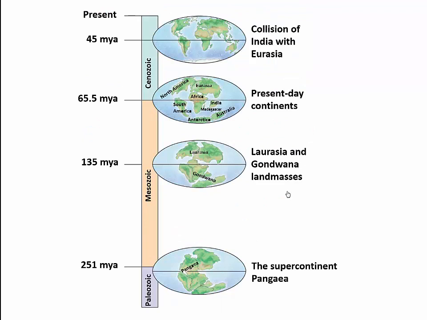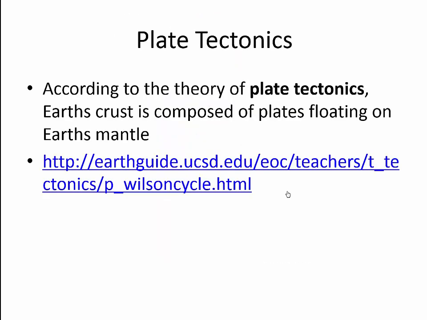This is another version of the same timeline. At the bottom, you see the great big extinction at 250 million years ago that happened at the supercontinent Pangaea. And then about 100 million years ago, Laurasia and Gondwana land masses separated out. At the time of the dinosaur extinction, that's what the continents looked like. And then the collision of India with Eurasia happened about 45 million years ago, and we have what we have today, the configurations of the current continents.